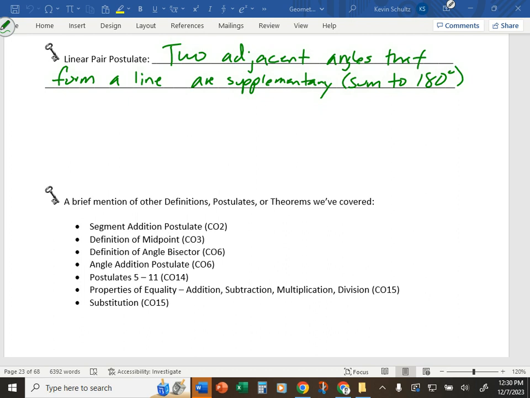A diagram for this one. Two adjacent angles that form a line. All we need to have is that diagram there, and we can say that angle 1 and angle 2 are supplementary. They form a linear pair. They sum to 180. Because there are two adjacent angles that form a line, we know that they are supplementary. What is adjacent? Next to. Adjacent means next to. Or in this case, they share a side.